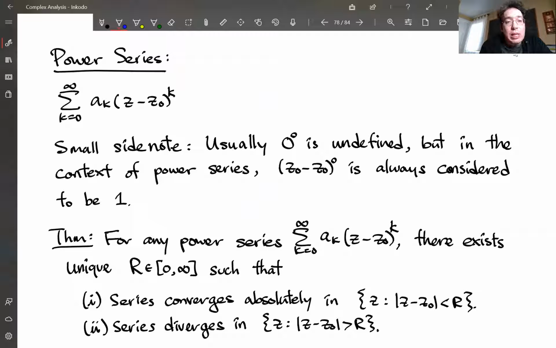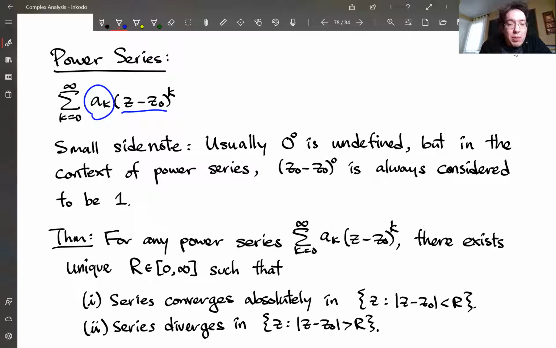Okay, so let's talk about power series. Power series is a little bit more general than the geometric series that we looked at. We are looking at different powers of z, but instead let's center it at z naught, not at 0. So we're looking at z minus z naught and looking at different powers of that. And we're allowing different coefficients to be multiplied for each power. So this is a much more general type of infinite series.